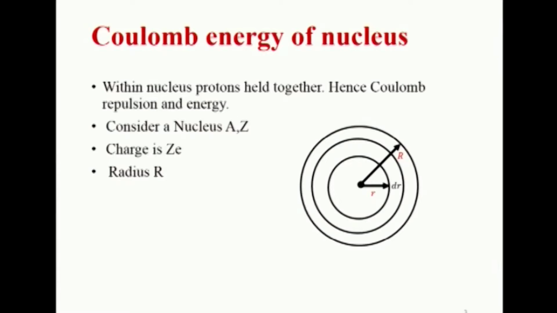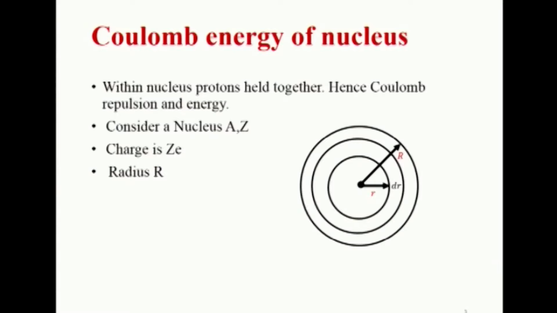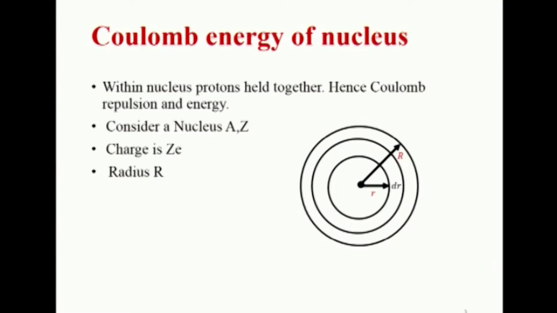So, consider a nucleus of mass number A and atomic number Z. The atomic number decides the number of protons and therefore it decides the total charge. So, the charge will be Ze. What is that e? e is the electronic charge. Of course, the proton has the same charge as the electron. So, the charge is Ze. R is the nuclear radius.